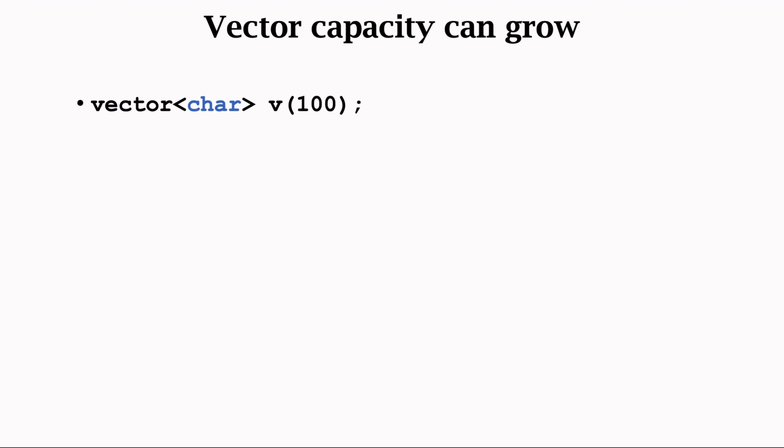Vector capacity can dynamically grow. Here's an example. I create a vector v with capacity 100. The parentheses after v specify the initial capacity and size. Now vector v has 100 elements. All the elements are zeros.